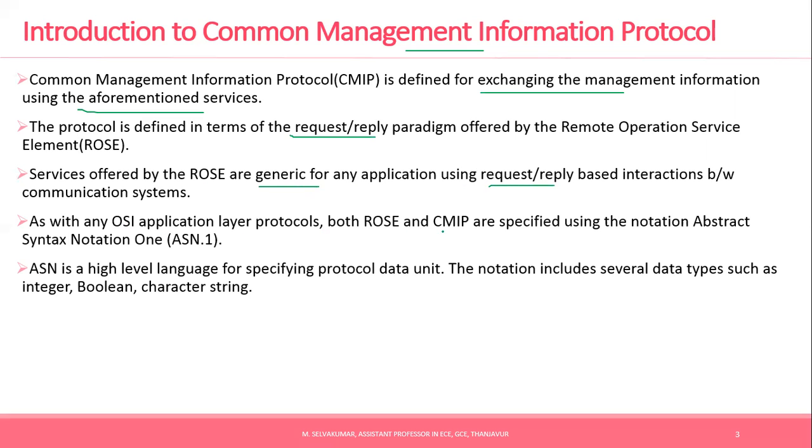As with the OSI application layer, both ROS and CMIP are specified using syntax and semantics. The notation used to specify the aforementioned services is Abstract Syntax Notation One, that is ASN1. This ASN1 is a high level language for specifying the protocol data unit. Likewise the C language, the notation includes data types such as integer, boolean, and character strings. This ASN language is used in almost all network standards of telecommunication for specifying the services offered.